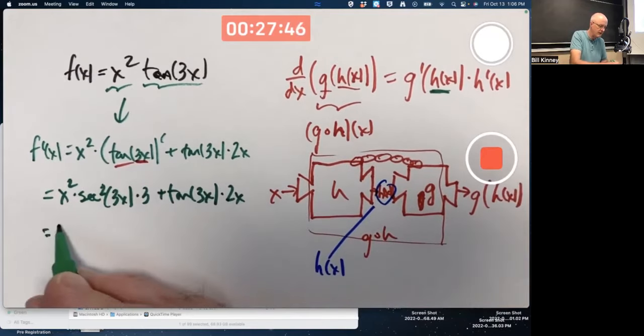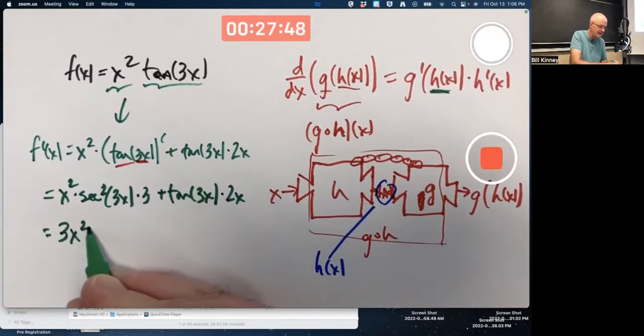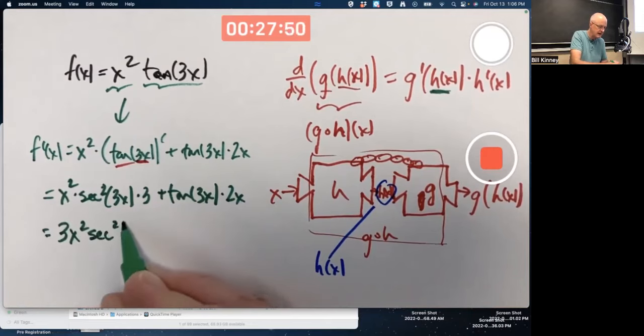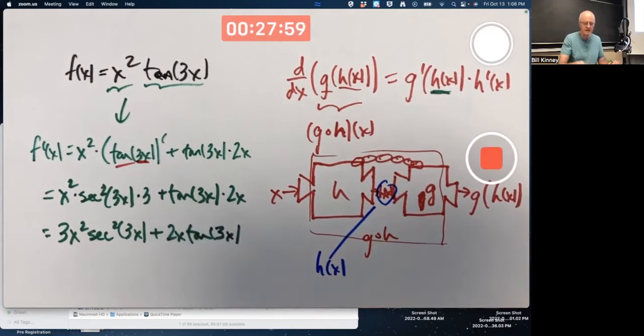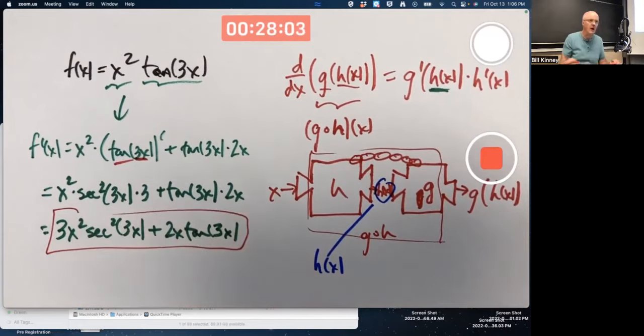Maybe people would more commonly write it without dots like this. 3x squared, secant squared 3x. It's understood there's multiplications in here. Plus 2x tangent of 3x. Are there other ways to write the answer? Yeah, you could get these things in terms of sine and cosine. You could try getting a common denominator, which would be cos squared 3x, and add the two fractions. It's probably not worth the effort.